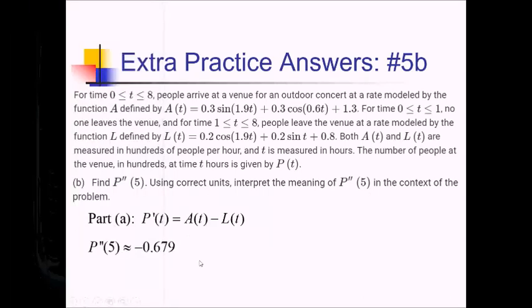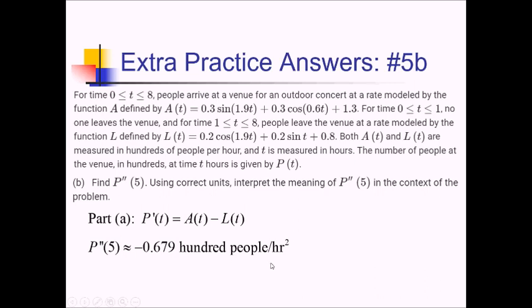Okay, that's great. So what are the units going to be? Well, the units on p prime, this was the rate at which people were changing. This was in hundreds of people per hour. So the rate, if I take the derivative of that with respect to time, I'm going to get people per hour squared, or I guess hundreds of people per hour squared.